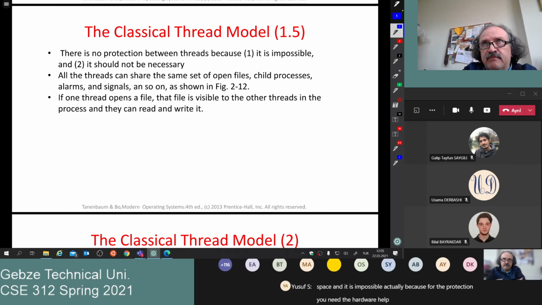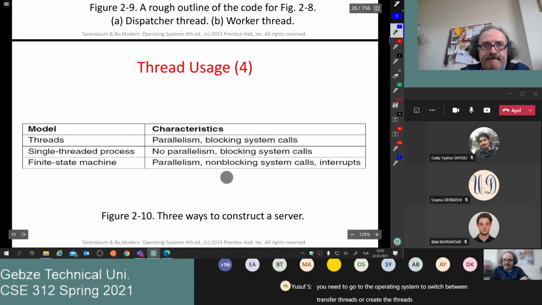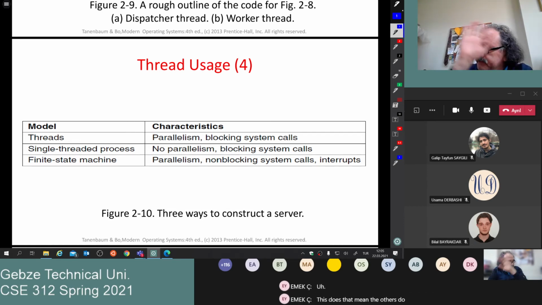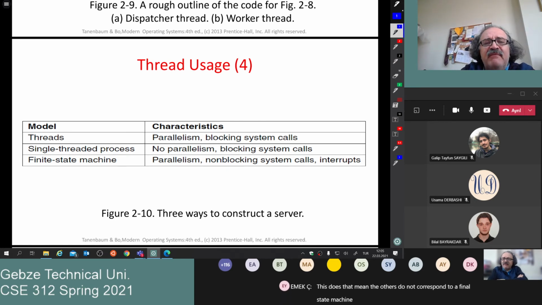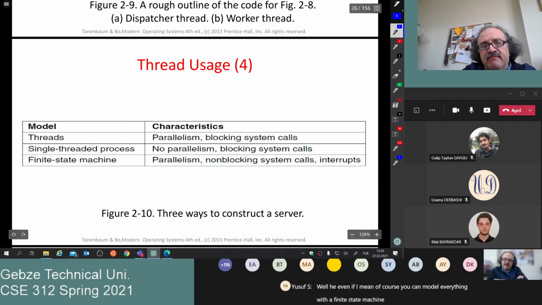Can I ask a question about the previous slide? Actually, the one before that too. We said that the third option corresponds to a finite state machine. Does that mean the others do not correspond to a finite state machine? Well, of course, you can model everything with a finite state machine, but the finite state machines with these are very, very simple.